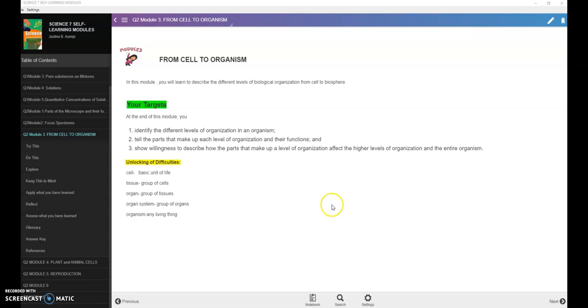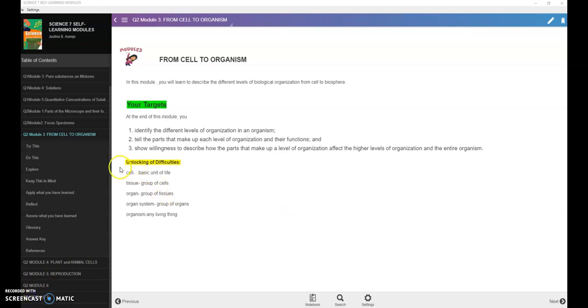Alright, so we have the objectives. At the end of this module, you identify the different levels of organization in an organism. Tell the parts that make up each level of organization and their functions, and show willingness to describe how the parts that make up a level of organization affect the higher levels of organization and the entire organism.